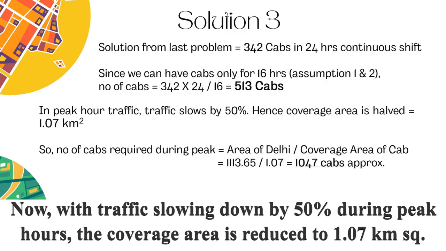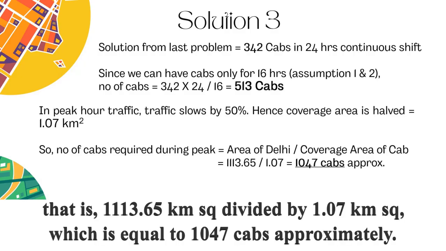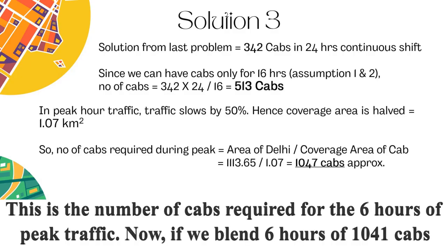Now, with the traffic slowing down by 50% during peak hours, the coverage area is reduced to 1.07 kilometers squared. So, the number of cabs required during peak is equal to the area of Delhi divided by the coverage area. That is 1113.65 kilometers squared divided by 1.07 kilometers squared, which is equal to 1047 cabs approximately. This is the number of cabs required for the 6 hours of peak traffic.